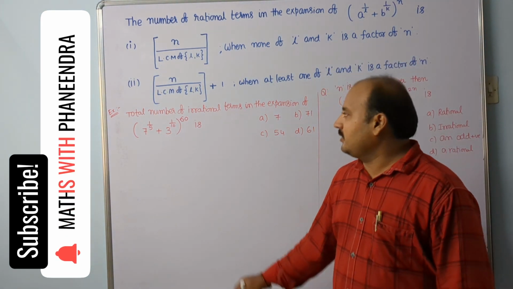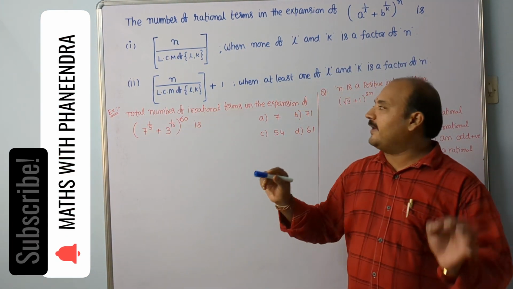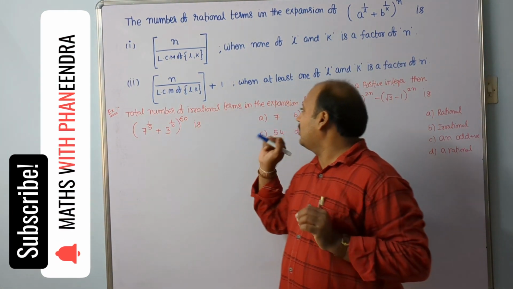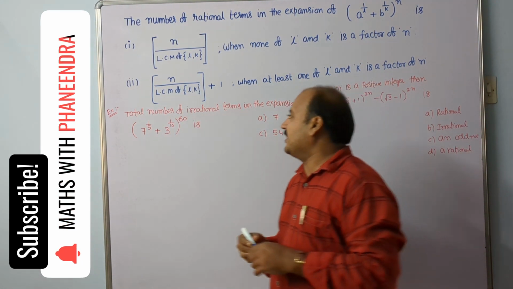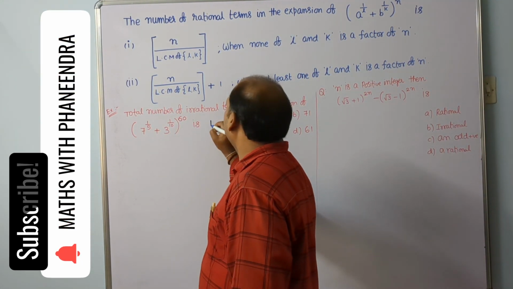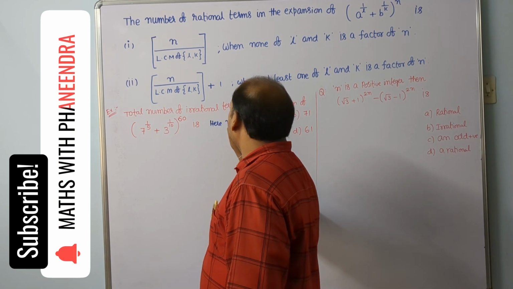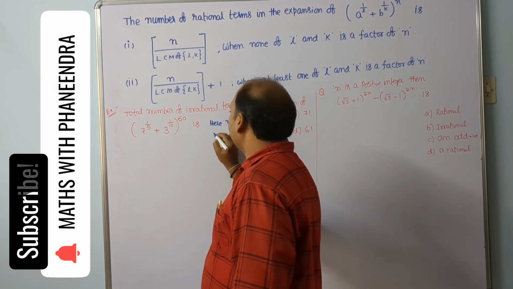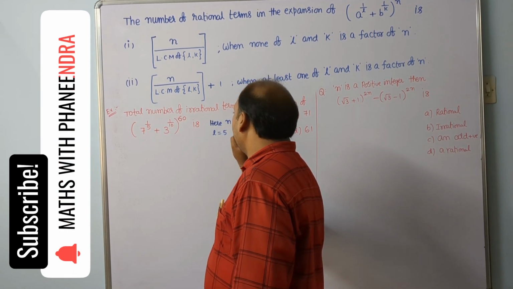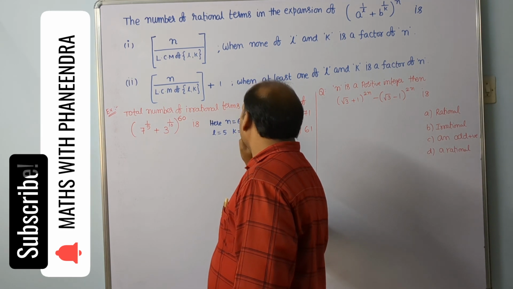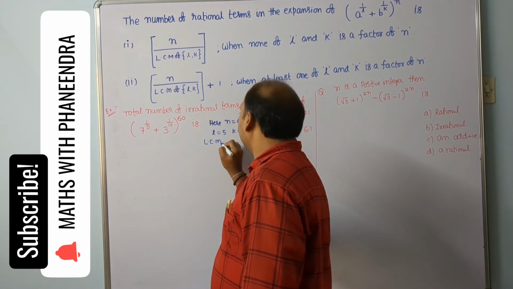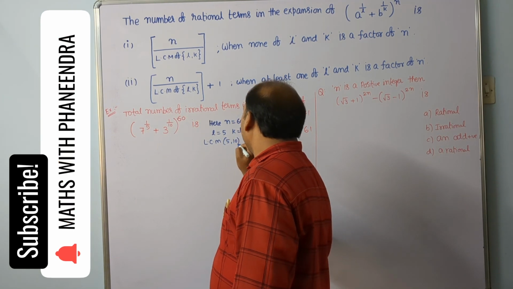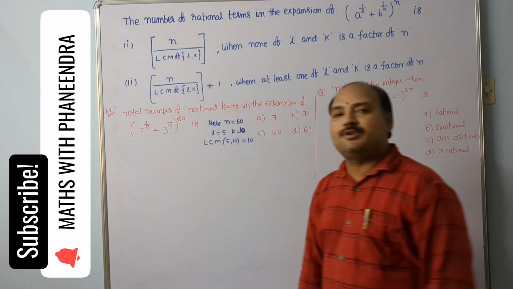The next question. The total number of irrational terms in the expansion of (7^(1/5) + 3^(1/10))^60. Here n is equal to 60, L is equal to 5 and K is equal to 10. So LCM of 5, 10 is equal to 10.